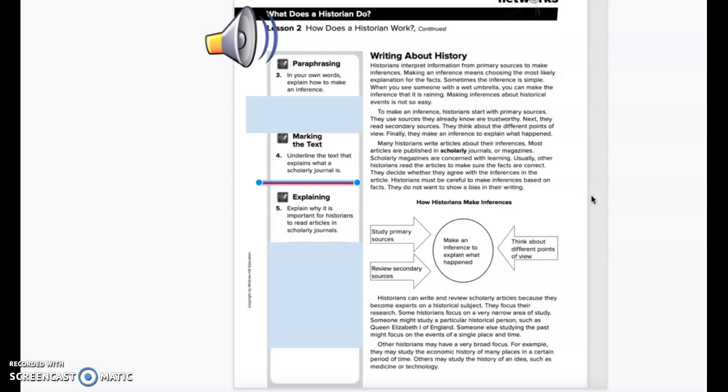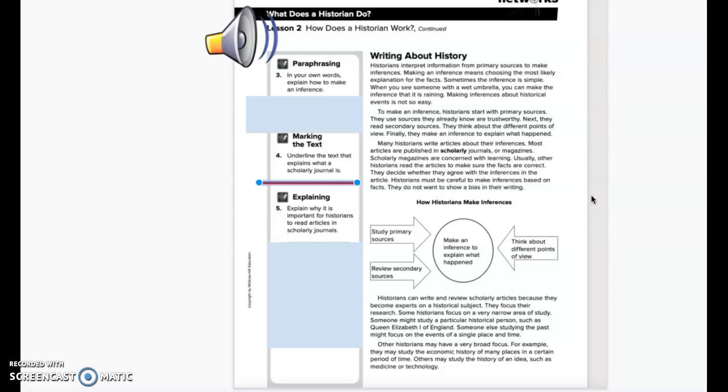They focus their research. Some historians focus on a very narrow area of study. Someone might study a particular historical person, such as Queen Elizabeth I of England. Someone else studying the past might focus on the events of a single place and time.